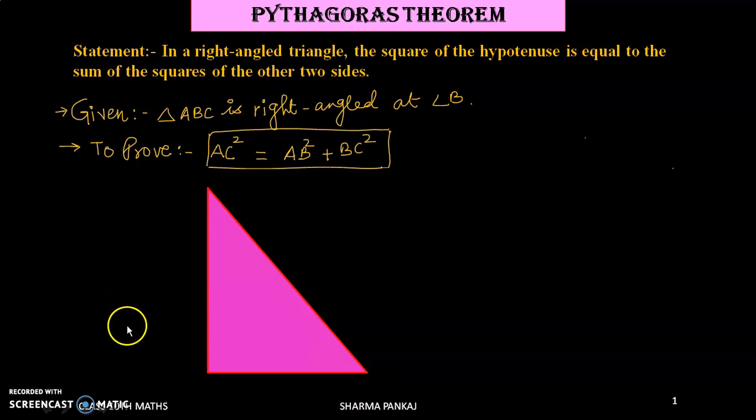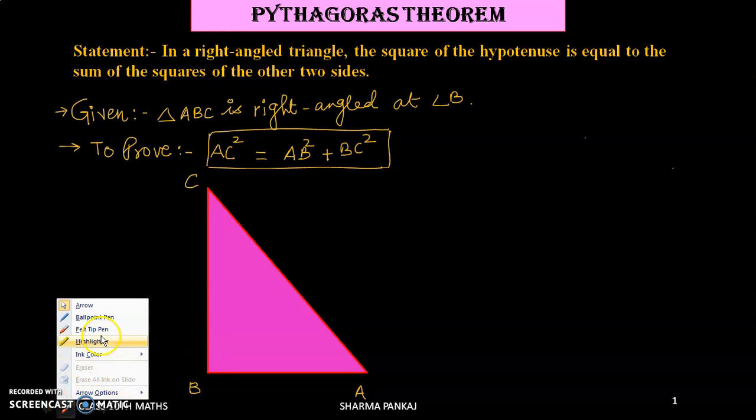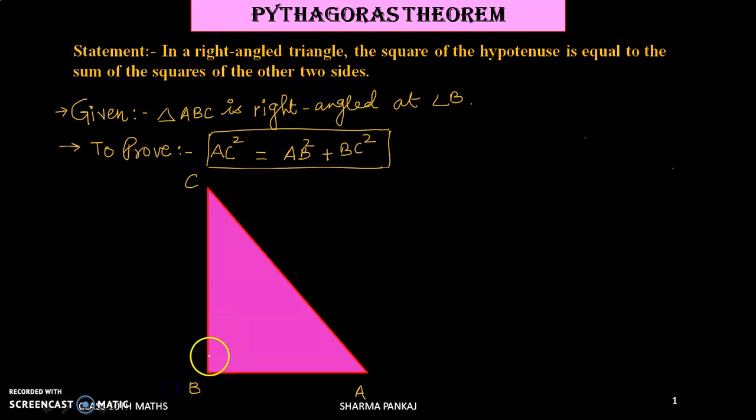The given is triangle ABC is right angled at angle B. Let me draw. This is right angle at angle B. Now we have to prove that AC square, the hypotenuse square, is equal to sum of the squares of other two sides. That is, AC square is equal to AB square plus BC square.